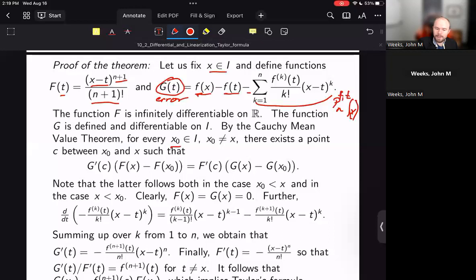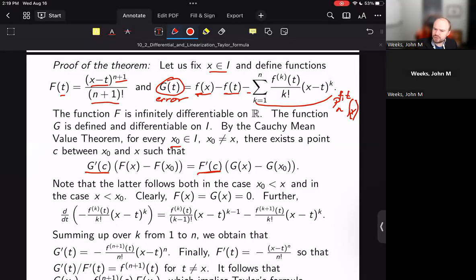So g of t here is very much like our error function. Now, the function f, going back to this little part of the remainder, is going to be infinitely differentiable on R. The function g is defined and at least differentiable. By Cauchy mean value theorem, there's going to exist a point c that works very nicely for these two functions.